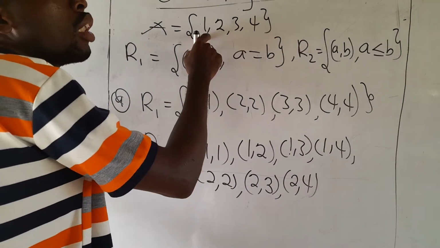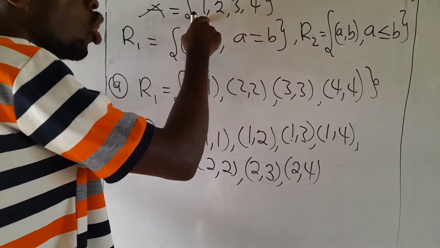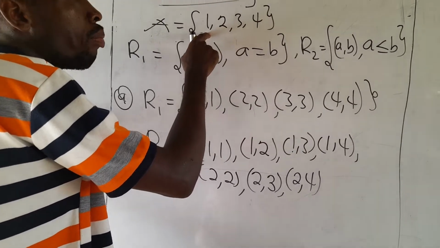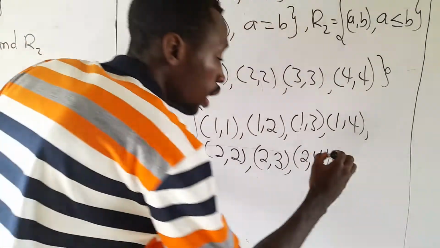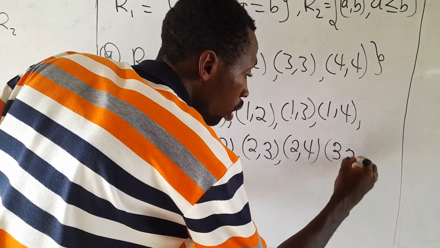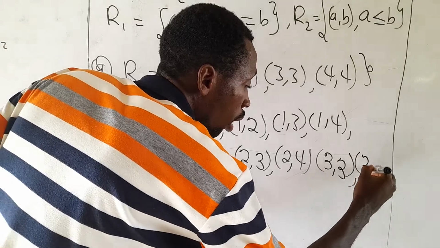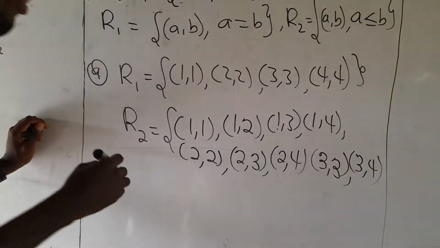Can we pair 3, 1? No, 3 is greater than 1. So you can't pair. 3, 2, no, 3 is greater than 2. Can we pair 3, 3? Yes. Because 3 is equal to 3. Then you can pair 3, 4. 3 is less than 4.